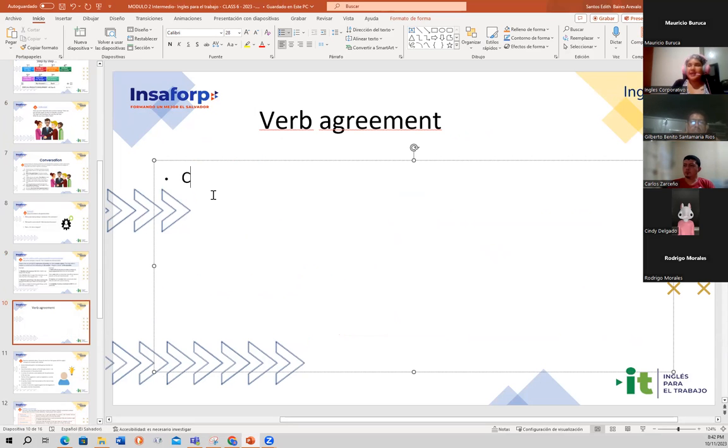Okay, if I say Carlos, give me an example about you using simple present. Play soccer. What is missing in that sentence? Plays. Le falta la S. Eso es el verb agreement. Estoy utilizando el verbo de acorde al sujeto que tengo.